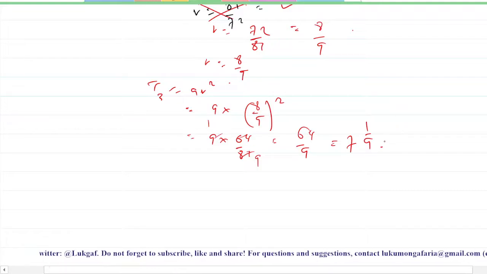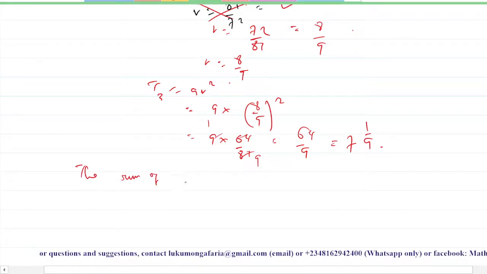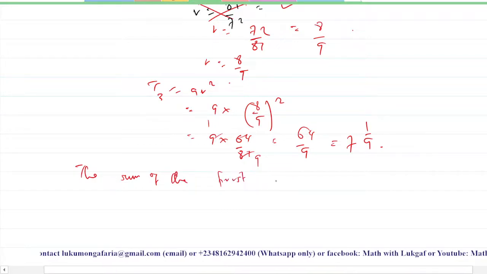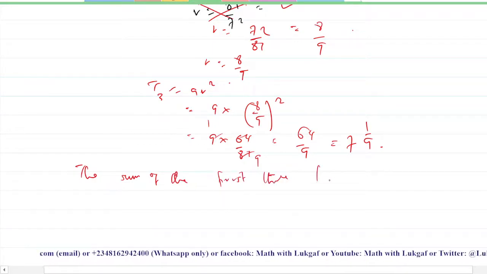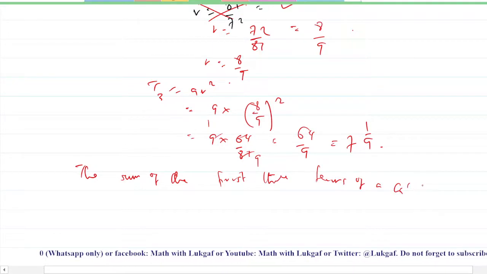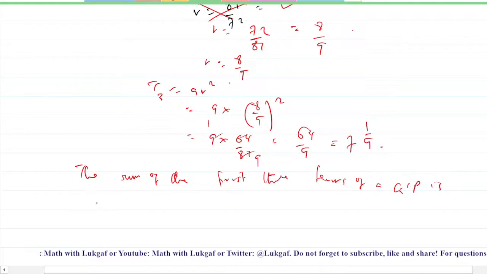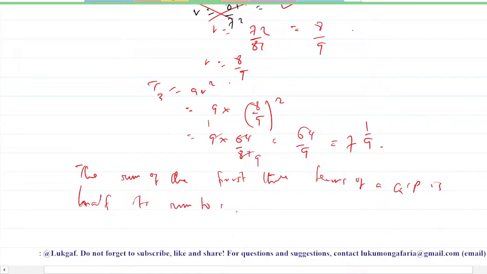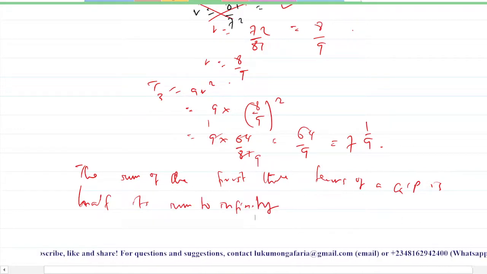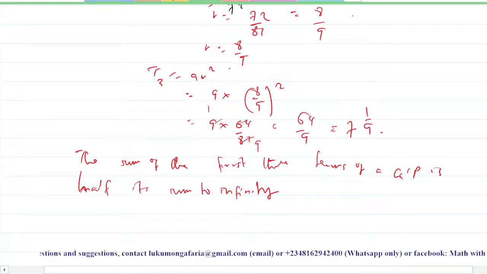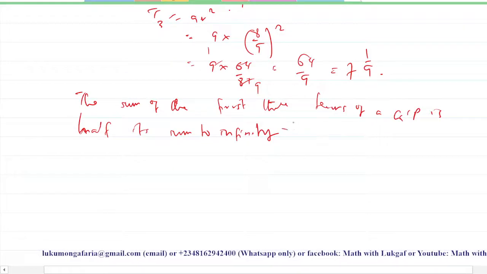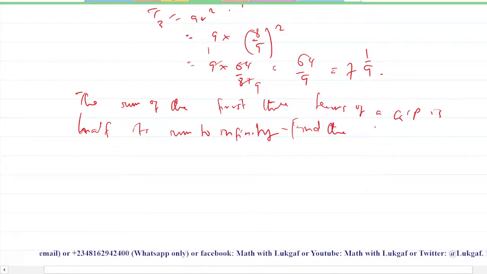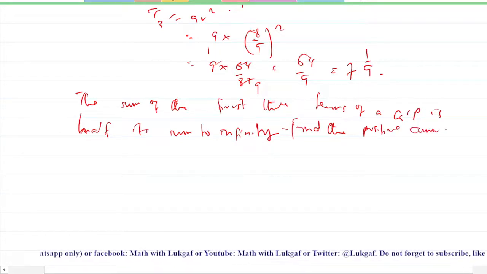The sum of the first three terms of a GP is half its sum to infinity. Find the positive common ratio. Yeah, this is not difficult.